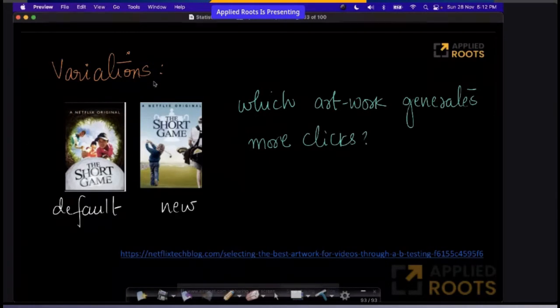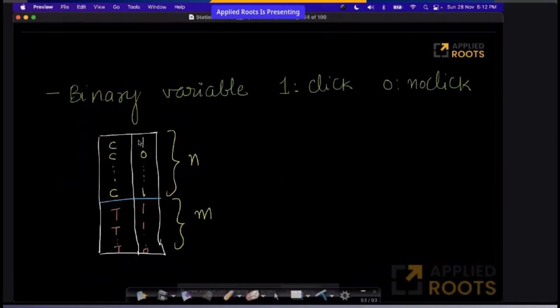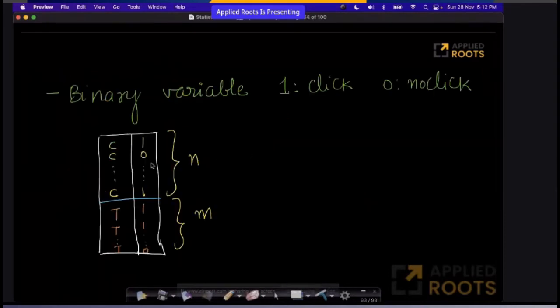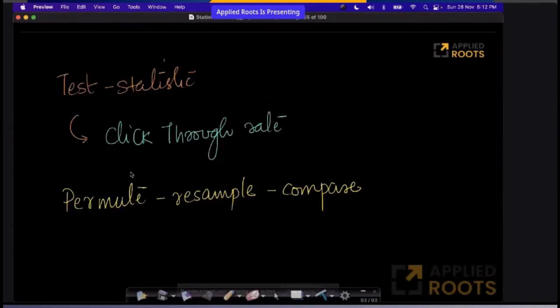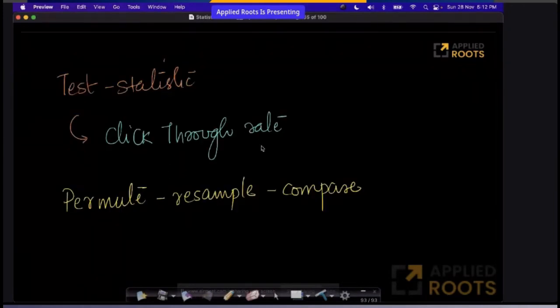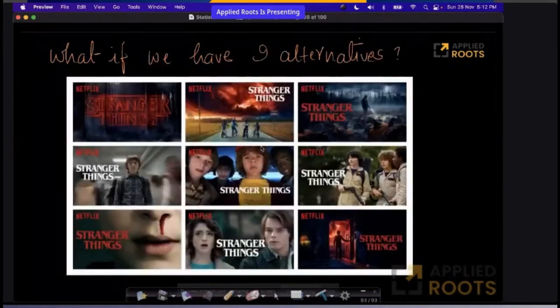We looked at a variation where imagine we have a thumbnail or some artwork for these images. If this is the default and this is the new one, how do we now design a permutation test setup for this? We said what we are measuring here is a binary variable, whether something is clicked or not clicked. You have your control and treatment. All we do is simple: we shuffle all these values. Our test statistic in this case will be the difference in click-through rates between control and treatment. We permute or shuffle all these values, compute the differences in CTRs, and then go through the same standard process that we have for permutation testing.